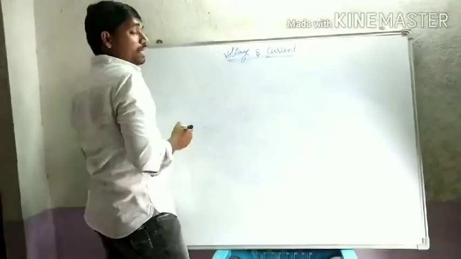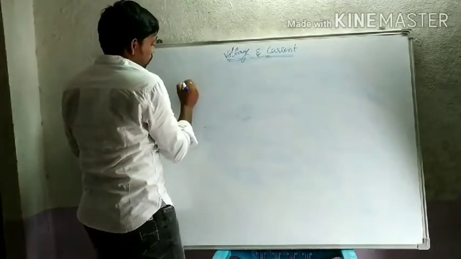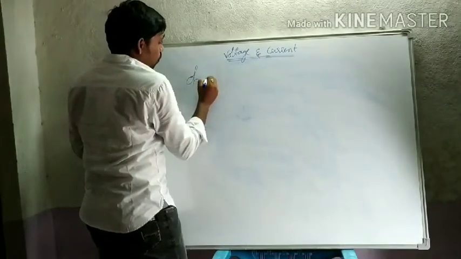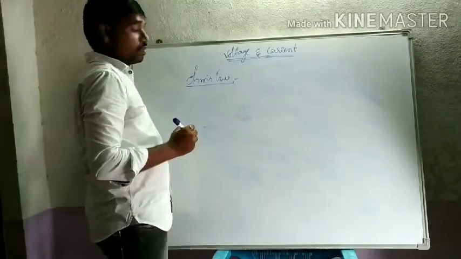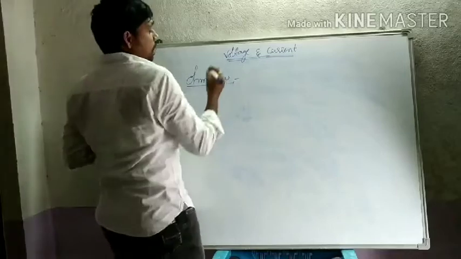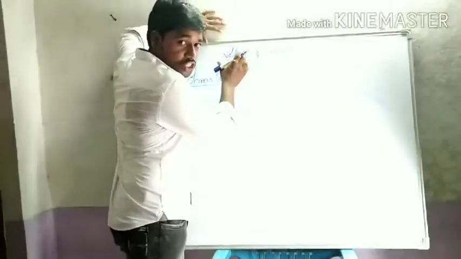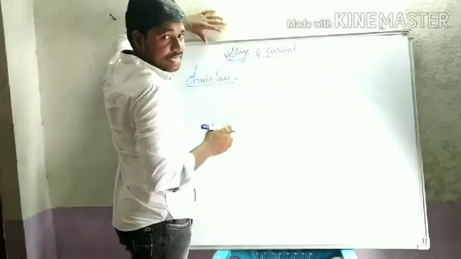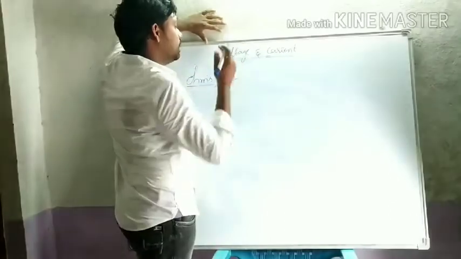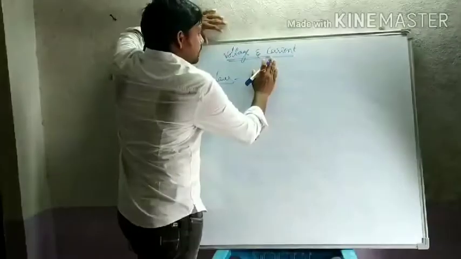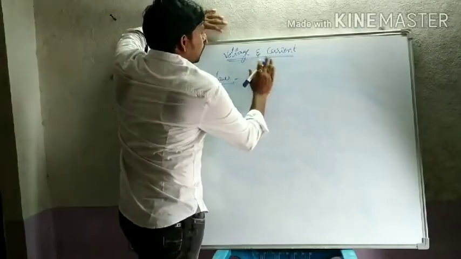That is given by George Simon Ohm, purely known as Ohm's law. What is Ohm's law? Ohm's law is nothing but, when a potential difference is connected across the terminals of a conductor, then a current I flows through it. These two are directly proportional.